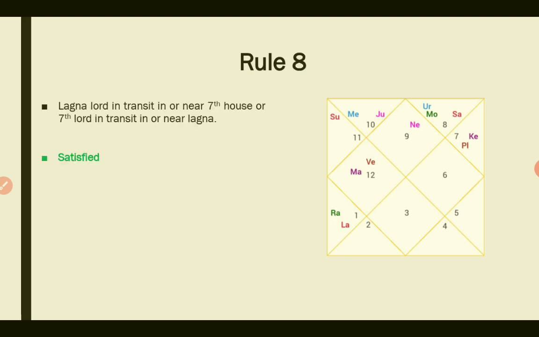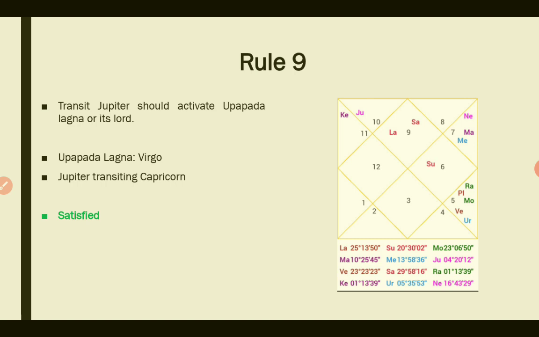Rule number 8. The Lagna Lord should transit in or near the 7th house, or the 7th Lord should transit in or near the Lagna. So this is again the transit chart, and we see that the Lagna Lord is not transiting near the 7th house. It is actually in the 2nd house. The first part is not satisfied. But if you look at the 7th Lord, that is transiting just next to the Lagna. So again, this rule is satisfied. Let's move to the next rule.